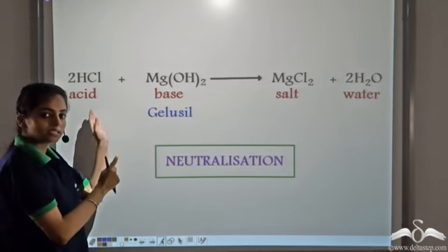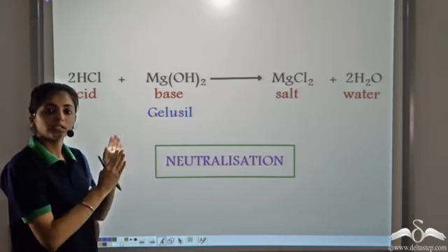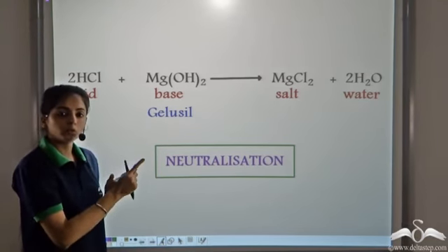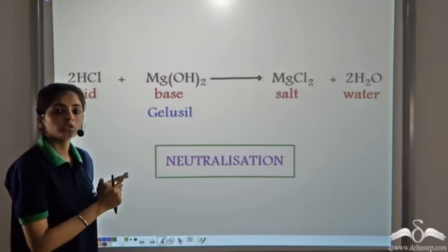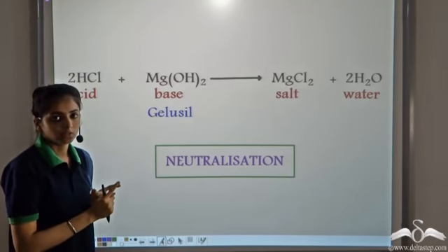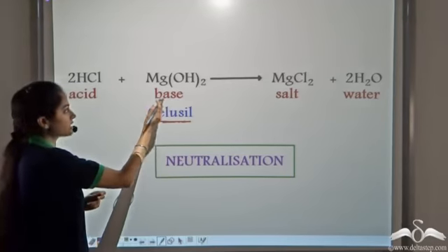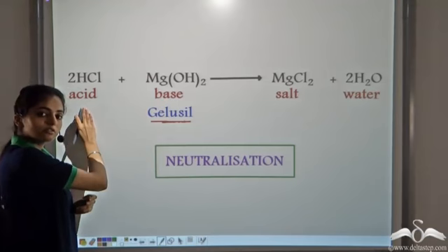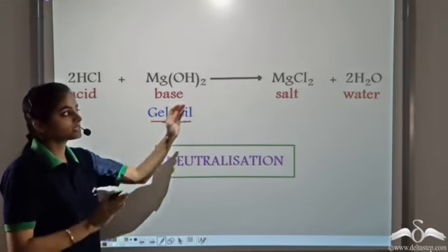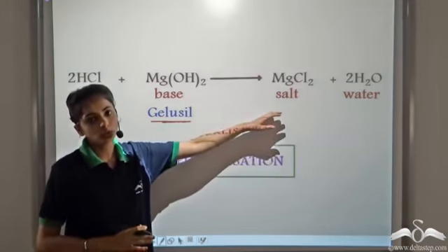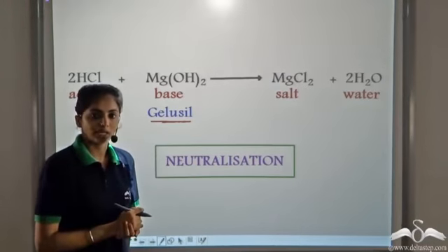So whenever an acid and a base react, they form salt and water, and this is what we call the neutralization reaction. So when we take Gelusil for acidity, it neutralizes the effect of the excess acid, which is HCl. It forms MgCl2 and H2O, and this is the neutralization reaction.